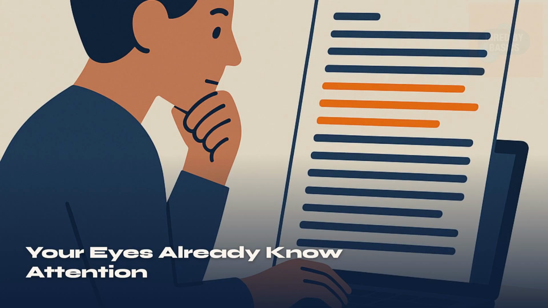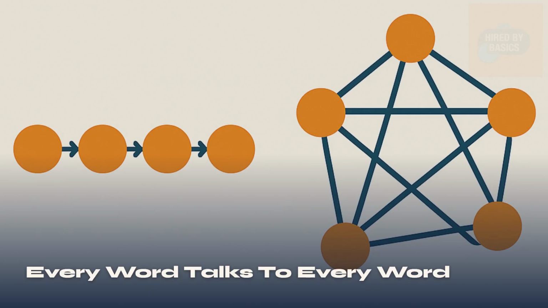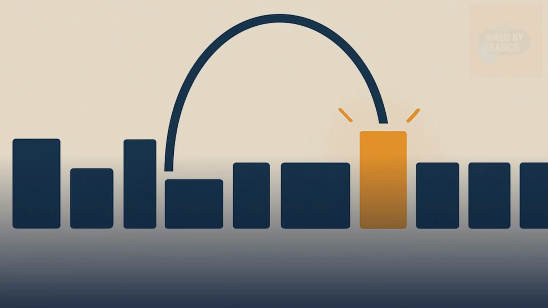Now, before the transformer came along, older models like RNNs had to read a sentence word by word, like reading that email strictly line by line, never jumping ahead, never going back. By the time they reached the end, they had already kind of forgotten the beginning. The transformer said, "No, let's not do that. Let's look at every single word at the same time, and for each word, let's ask which other words in this sentence are most relevant to understanding me."